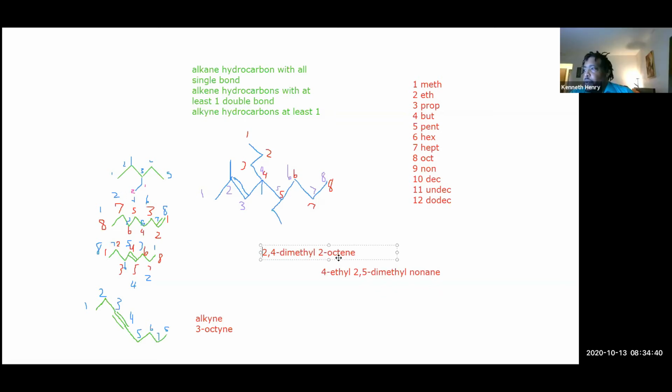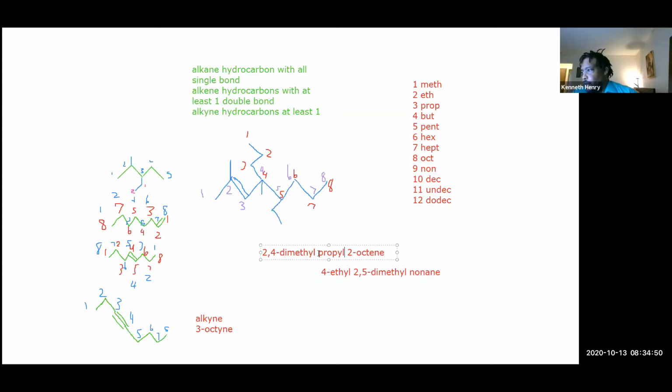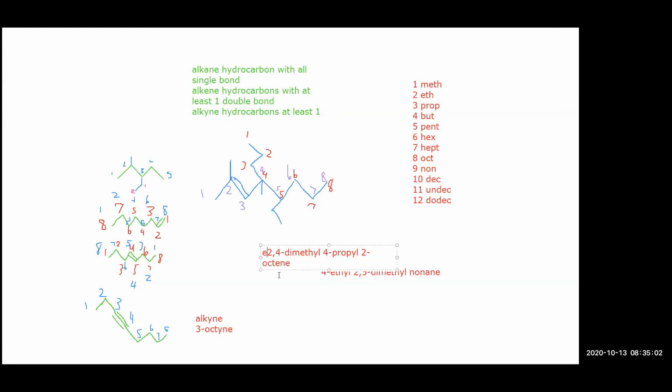And you say we have a propyl. At 4. Okay, so 4-propyl. And then you say we had an ethyl. Yes, at 5.